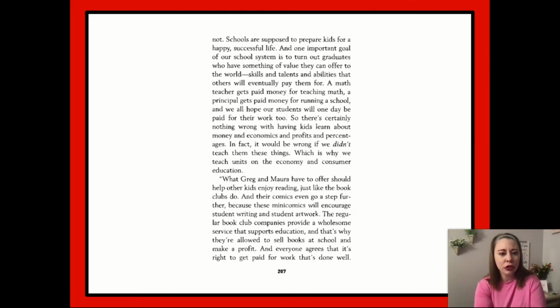So there's certainly nothing wrong with having kids learn about money and economics and profits and percentages. In fact, it would be wrong if we didn't teach them these things, which is why we teach units on economy and consumer education. What Greg and Mara had to offer should help other kids enjoy reading, just like the book clubs do. And their comics even go a step further because these mini comics will encourage student writing and student artwork. The regular book club companies provide a wholesome service that supports education, and that's why they're allowed to sell books at school and make a profit.